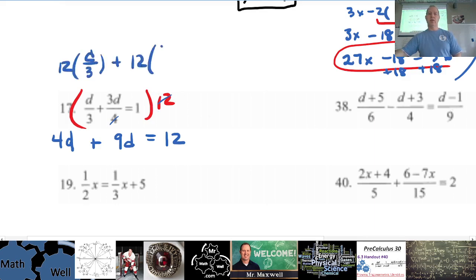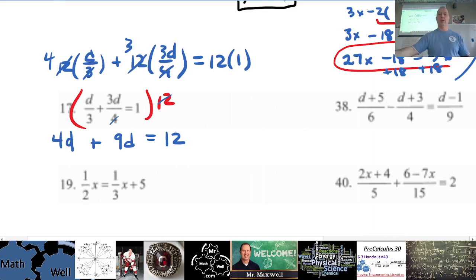Okay? You do the 12 times, it takes an extra 10 seconds. It's no big deal, if that. If you do that, then you'll see that, hey, 12 over 3 is 4. 4 times d is 4d. 12 over 4 is 3. 3 times 3d is 9d. 12 times 1 is 12. Okay? So whichever way you do it, that's right.